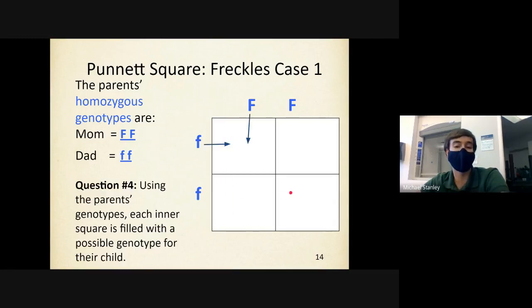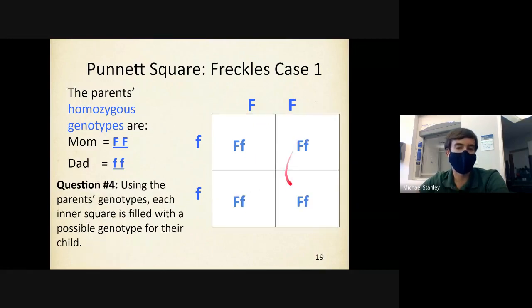And then you go through and fill in each box based on which alleles are connected to it. So for example, this box is connected to a big F up here and a little f over here. This box is connected to this big F up here and this little f over here. And then same thing for this box and this box. There's big and little to make this one, and then this one comes from big and little.